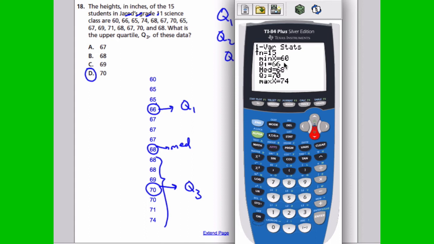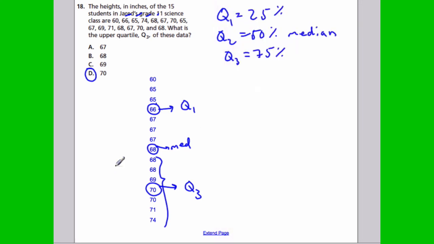Here it is. The minimum is 60. My Q1, or 25th percentile, is 66. My median, or the 50th percentile, is 68. Q3 is my 75th, and there's my max. Again, there it is right there. 70 is my Q3, and there's my answer for number 18.